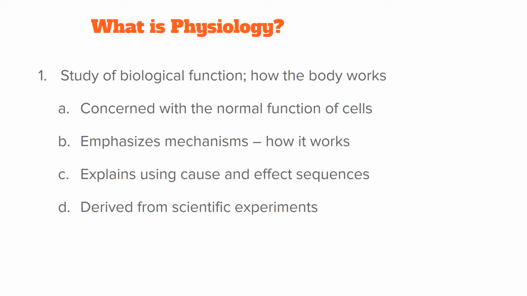And so physiology is very important because it helps to explain cause and effect sequences. So if we have low blood glucose levels, then why is it that we have our glucagon responding? Or if we have high circulating blood glucose levels, such as with diabetes, what's the problem with insulin? And all of these are derived from scientific experiments, most of which have started out in animal models such as rats, mice, monkeys, and have been translated into humans as well.